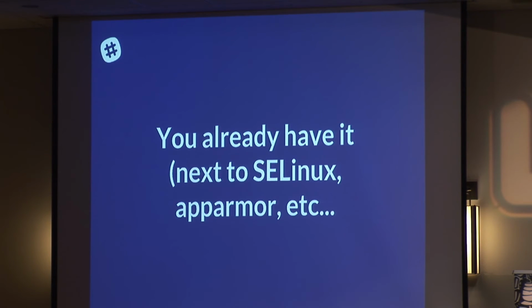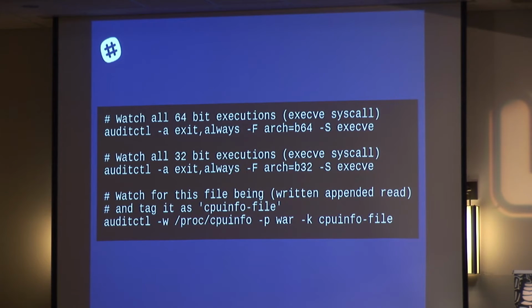But it's a bit complicated. So this isn't too bad. This is auditctl, and this is a bit that you use to insert rules for syscalls you want to watch. So you're telling the kernel, I want to know about every 64-bit execution. So this is every time a new 64-bit process is spawned, or every 32-bit process is spawned. Or this last one's not useful, but it's OK, I want to know every time the CPU info file is read or appended.